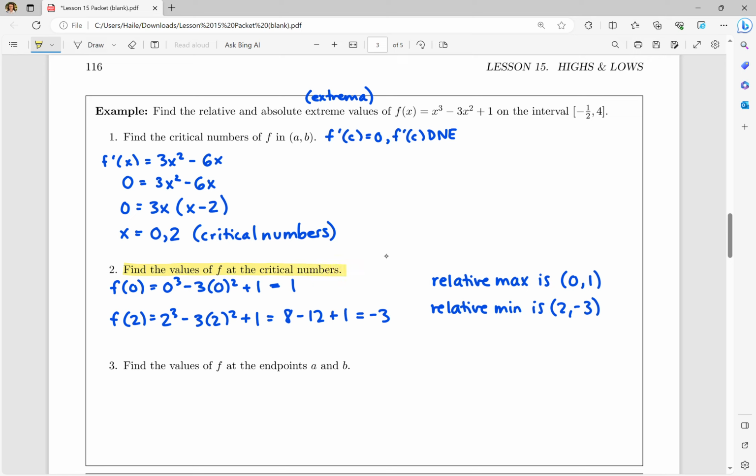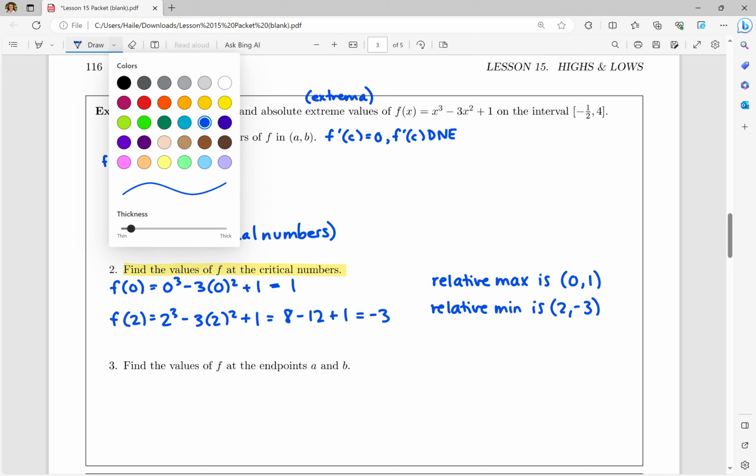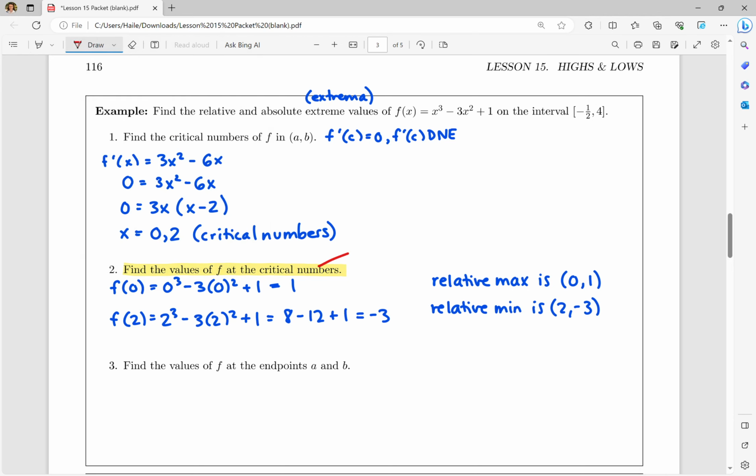All right, so at this point, once you've found the values of f at the critical numbers, they tell you local extrema. I should do that in red so that it's clearly a comment and not work. So critical numbers tell us local extrema.